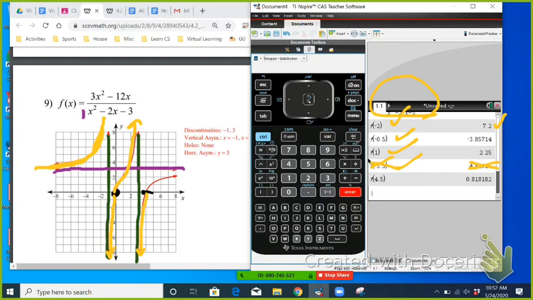But if you plotted something to the right of that x-intercept, you see that it's positive, so it's going to go through and then get infinitely closer to that horizontal asymptote.